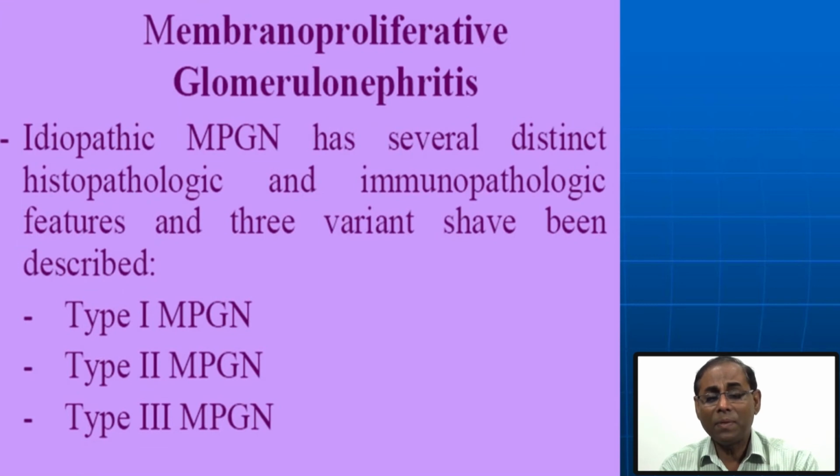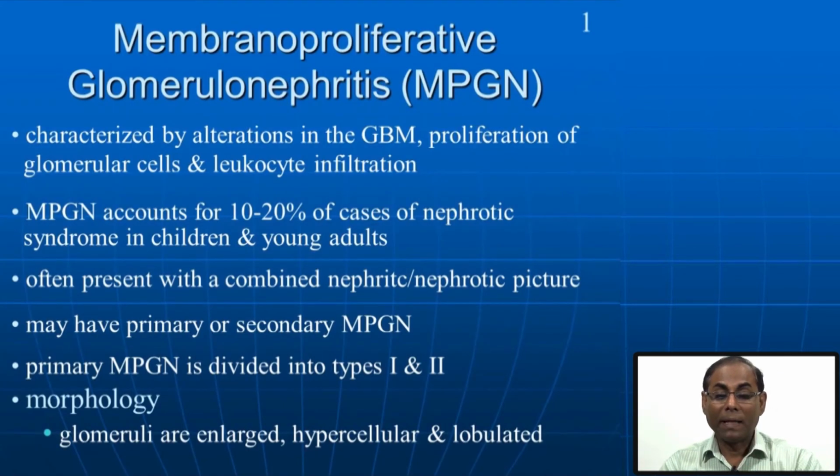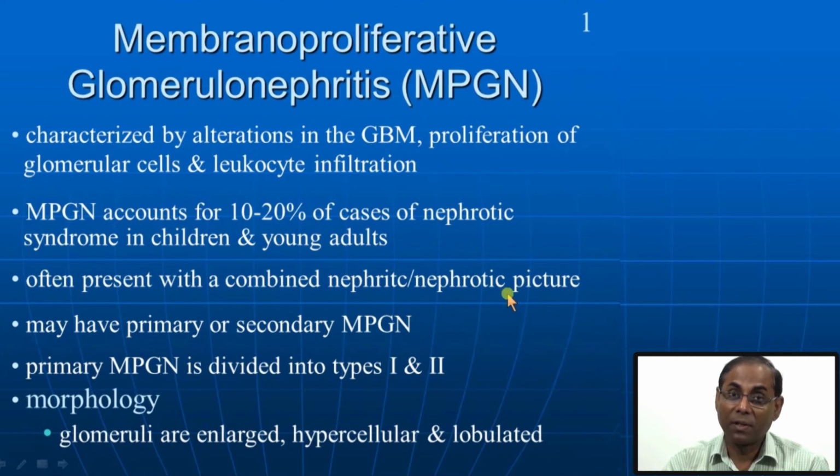Classically, MPGN has several distinct histopathologic and immunopathologic features. Three variants have been described: type 1 MPGN, type 2 MPGN and type 3 MPGN. They are characterized by alteration in the glomerular membrane, proliferation of the glomerular cells and leukocyte infiltration. MPGN accounts for 10 to 20% of cases of nephrotic syndrome in children and young adults, and often presents with a combined nephritic-nephrotic syndrome, and may be primary or secondary.